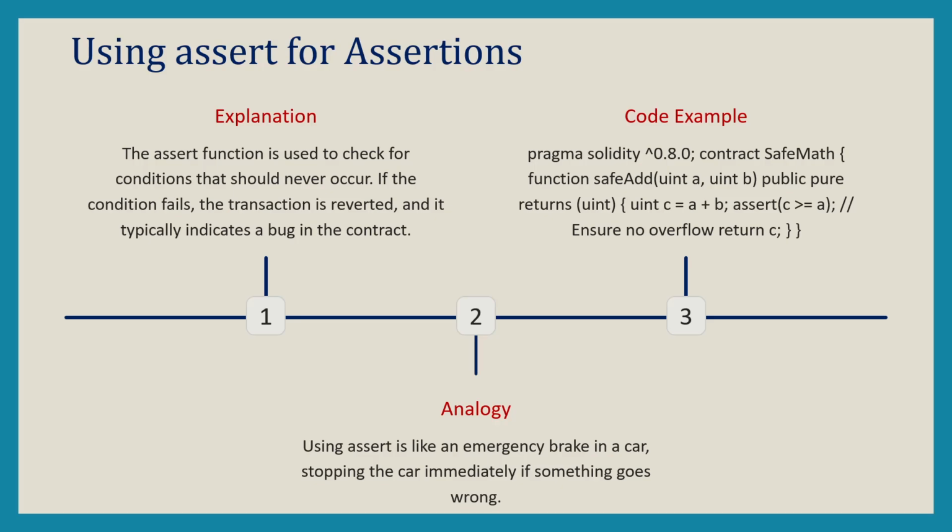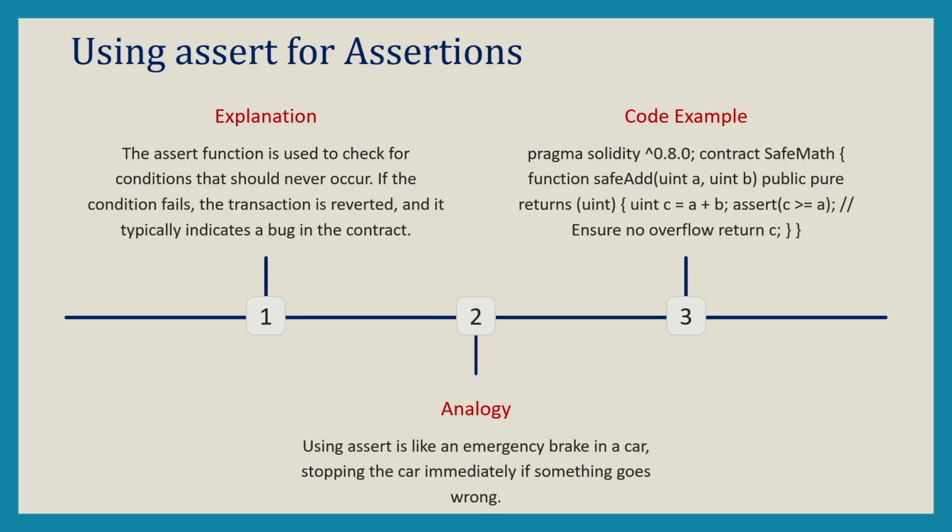An analogy that we have used here is using assert is like an emergency brake in a car, stopping the car immediately if something else goes wrong. So the explanation, as I explained, it is used to check for a condition that should never occur. If this condition fails, the transaction is reverted and it typically indicates a bug in the contract. If there is a failure, this emergency brake is put and the transaction is reverted. And this shows that there is a bug in the contract, right?